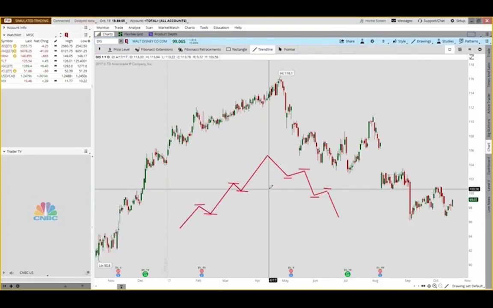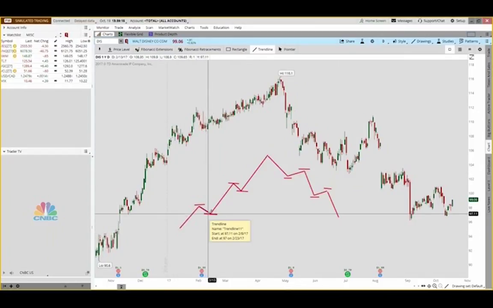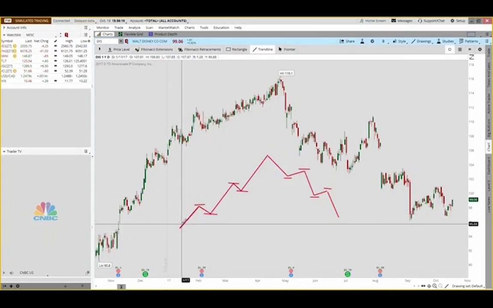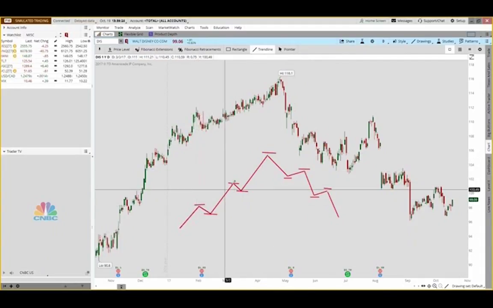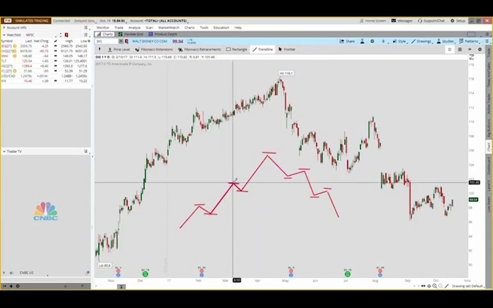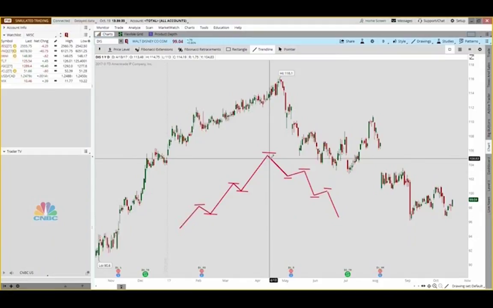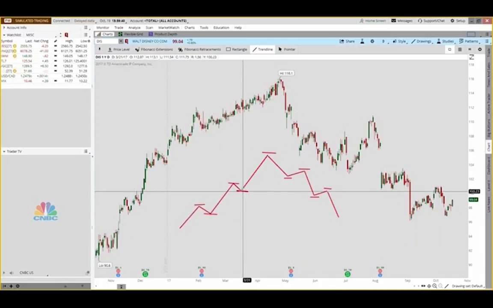Now these are important because they help us identify areas of support and resistance, which I'll show you in just a moment. But as long as you continuously get higher highs and higher lows, for example, this high was higher than that high, this low was higher than that low, as long as you consistently do that, these are nothing but pullbacks. But as soon as you get a lower low than the previous low, and then the high is lower than the previous high, that's a turning point.